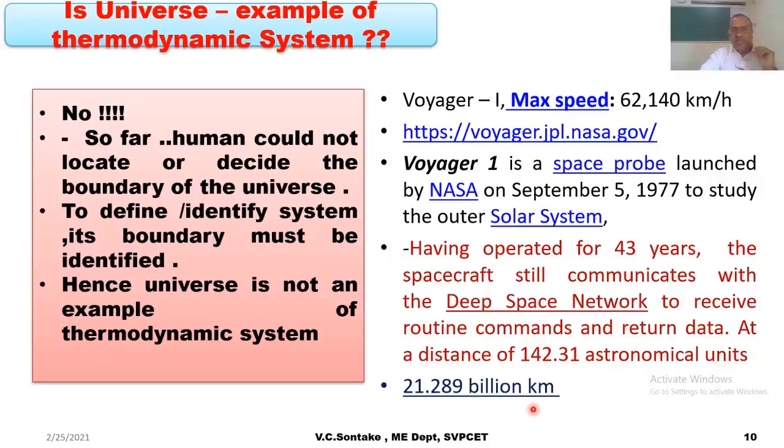So till date, it is 21.289 billion kilometer away from the Earth's surface, and still it is moving in the deep space. And so far, it could not locate the boundary of the universe. That is why universe cannot be treated as thermodynamic system. If you visit this site, you will find the actual location of Voyager in the deep space.